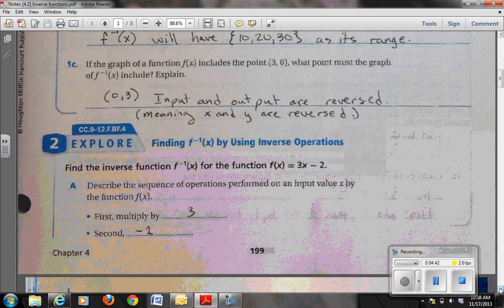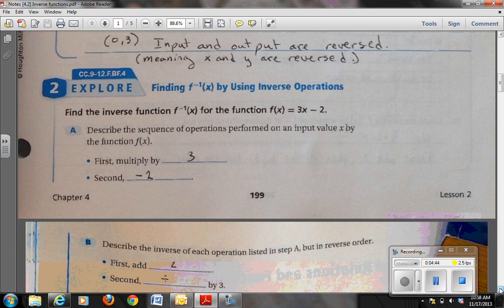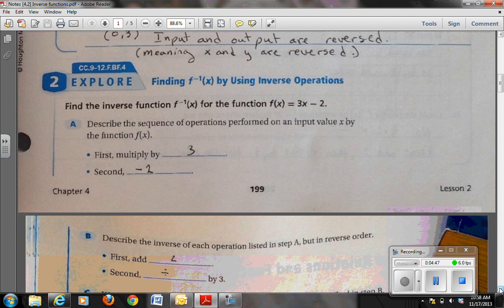In the second Explore, it says finding f inverse of x using inverse operations. Now we're interested in actually getting the inverse function equation. They start us off with f of x being 3x minus 2, and we're going to try to figure out what f inverse of x would be.